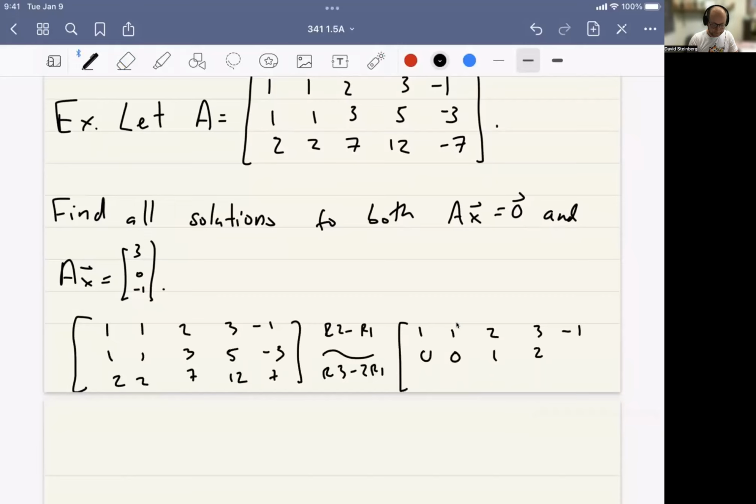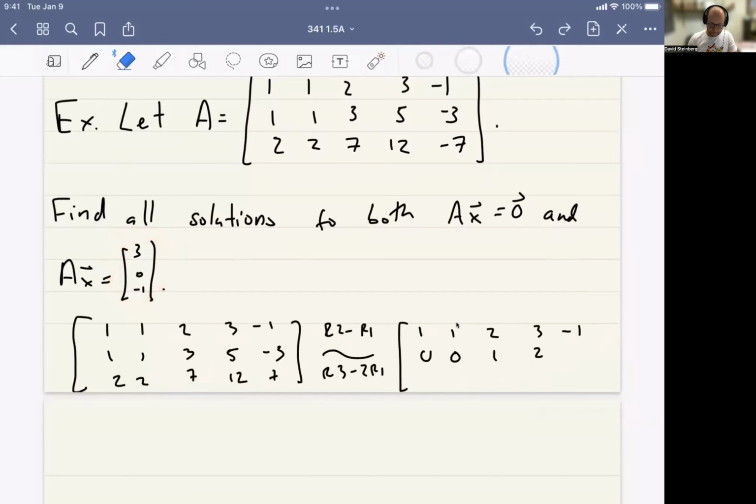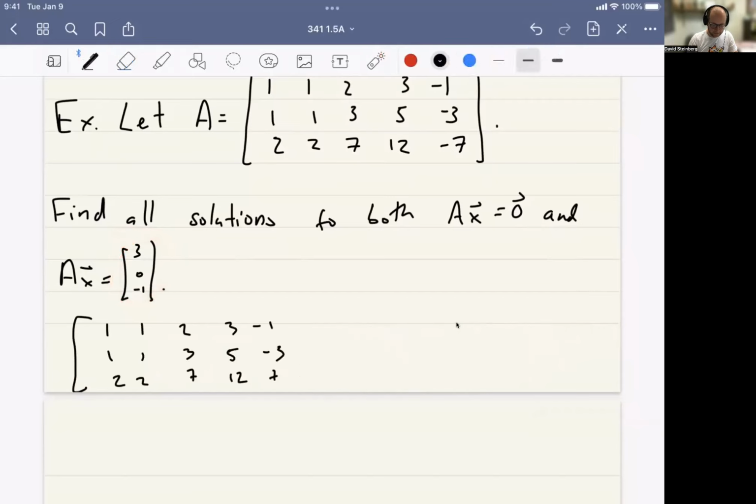I'm sorry, that's why I'm confused. I forgot about the right-hand side. All right, let's do this over again. Wait, no. There we go. All we need to do is add one column here: 3, 0, -1.